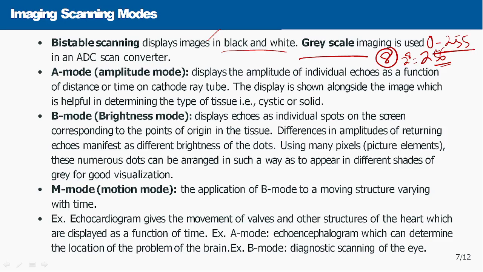And now the next one is A mode, what we have discussed previously, amplitude mode. It displays the amplitude of individual echoes as a function of distance or time on the cathode tube, and it is helpful in determining cysts and solids. Similarly, B mode, that is your brightness mode, displays echoes individually as spots.